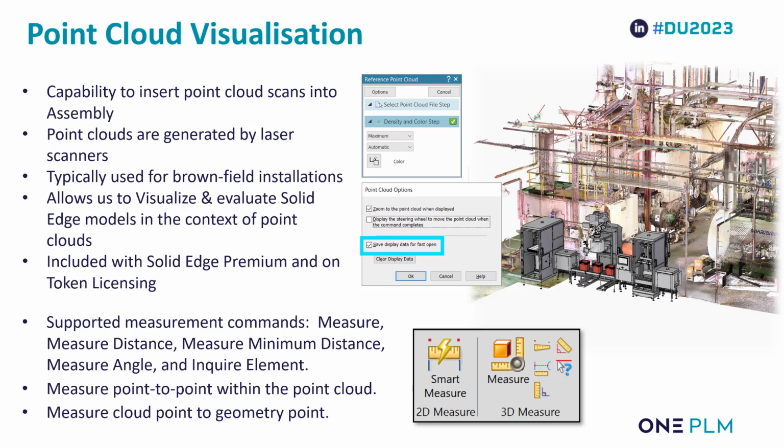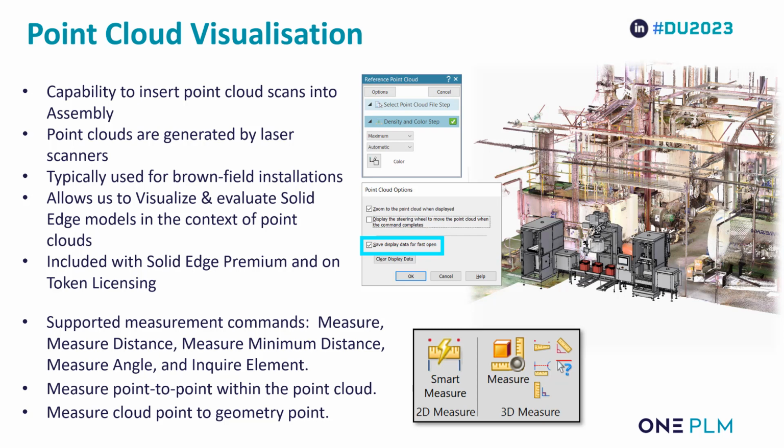So it supports measurements such as measure distance, minimum distance, angle and inquire. I find inquire very useful because that will give us the X, Y, Z at that point in relation to the coordinate system. So we could note down these values, screenshot into Word, and then go and use 3D sketching key points to go and create these points, and then go and create a surface, which is exactly what I did in the example that we've got coming up.